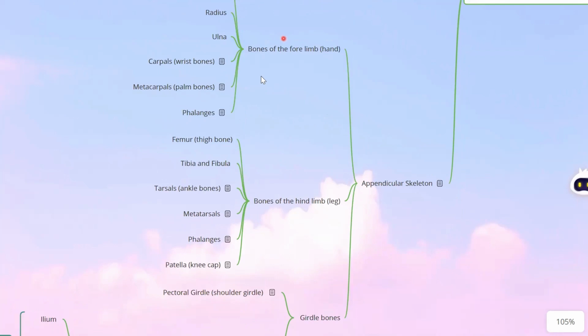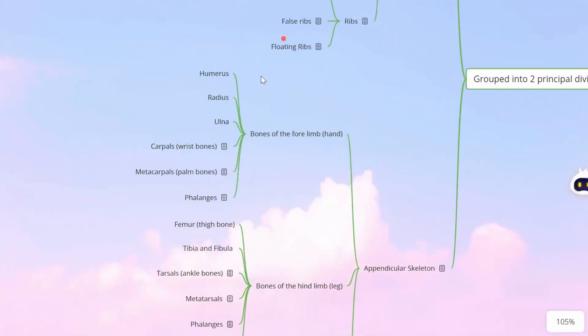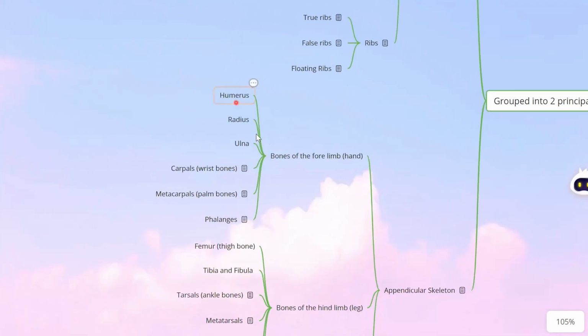Then what we have? Under bones of the forelimb, that is the hand, we have the humerus, radius, ulna, carpals, that is the wrist bones, metacarpals, that is the palm bones, and the phalanges. There is only one humerus, one radius, one ulna, and carpals, the wrist bones, are 8 in number totally, and metacarpals, the palm bones, are 5 in number, and then phalanges are always 14.